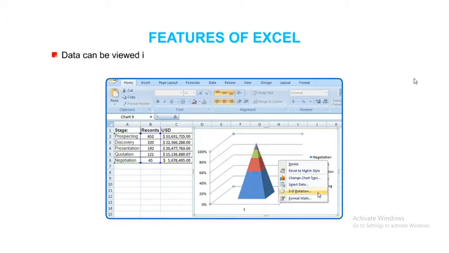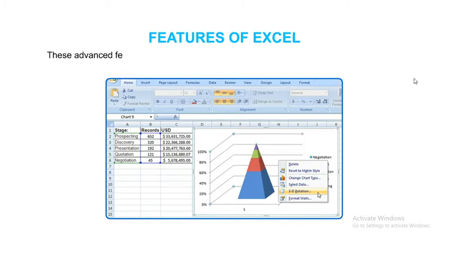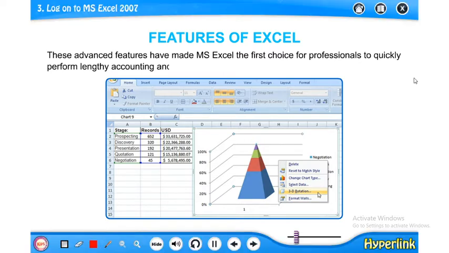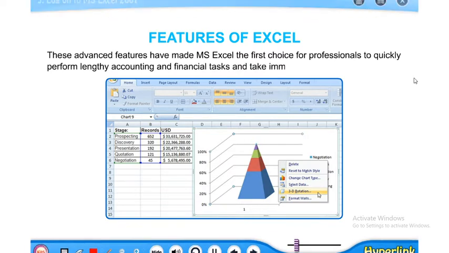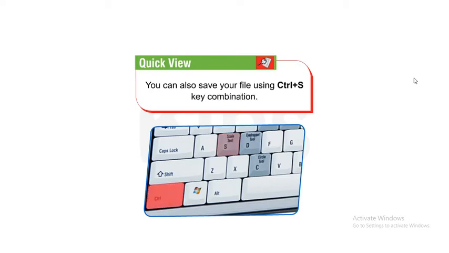Entering data in series using the autofill option. Data can be viewed in a graphical form as charts, which helps to understand, analyze, and compare data in an effective manner. These advanced features have made MS Excel the first choice for professionals to quickly perform lengthy accounting and financial tasks and take immediate decisions. Students, note the fact that you can also save your file using the Ctrl+S key combination.